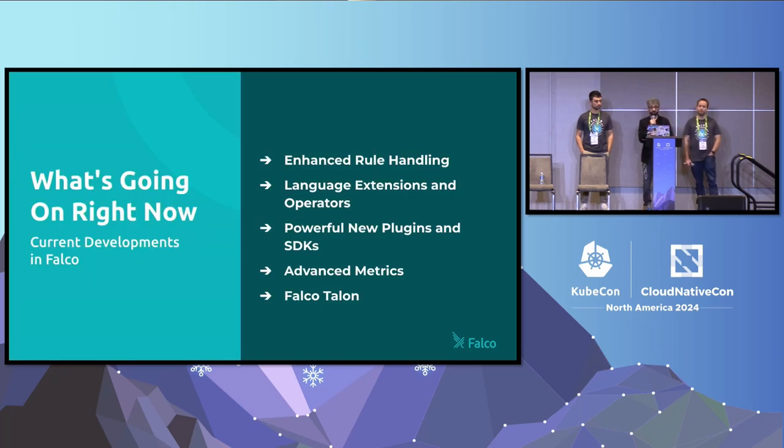This is an overview of what's happening in the Falco project right now, and also the topics that we'll cover in this presentation. We are basically enhancing how you can customize the ruleset and the alerts. We are adding more expressive options for defining rules. And we are extending Falco capabilities with new plugins and providing new SDKs for different programming languages. Also, Falco now exports advanced metrics for both monitoring but also for alerting. And finally, as I said before, we will introduce Talon.